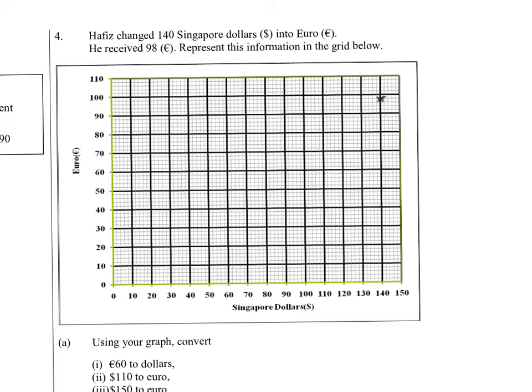What does that mean? When it's at $0, I did not change anything, so it will be 0. So it will be 0, 0 and passes through this point. Now using a ruler, I shall draw from the point 0, 0 over here to the point 140 and 98 euro. So use these 2 points and draw a line.